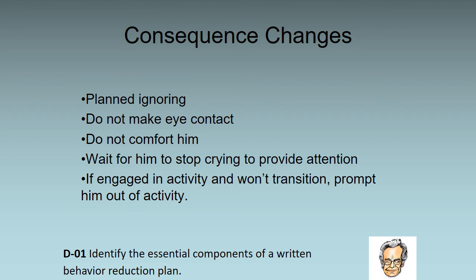We might use planned ignoring. This addresses the attention function. Do not make eye contact. Do not comfort him. Wait for him to stop crying to provide attention. And if he is engaged in the activity and won't transition, we'll have to prompt him out of the activity. We can't allow him to continue. Again, those are consequence changes. Those are what we can do when the behavior does occur.